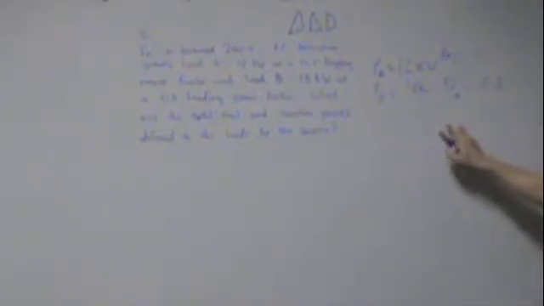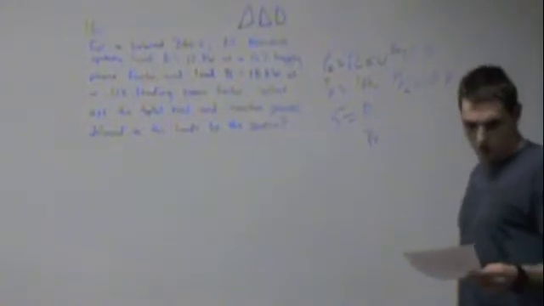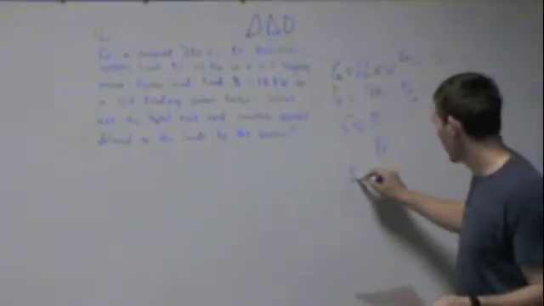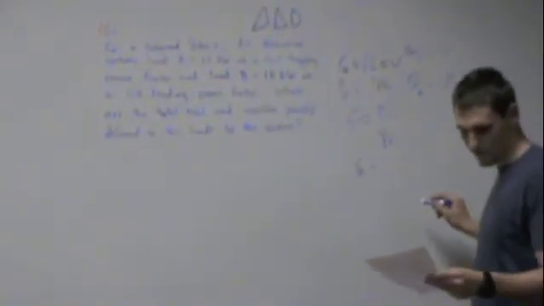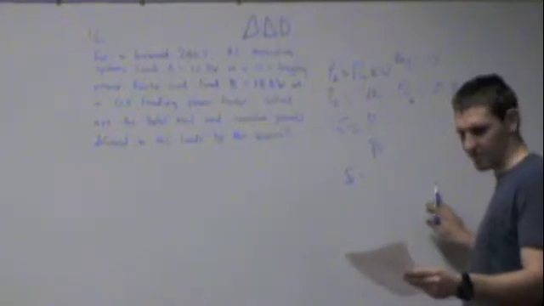Okay, so the first thing we do is we take S equals P over PF. So you do the first one and you get SA equals 12K over 0.7.